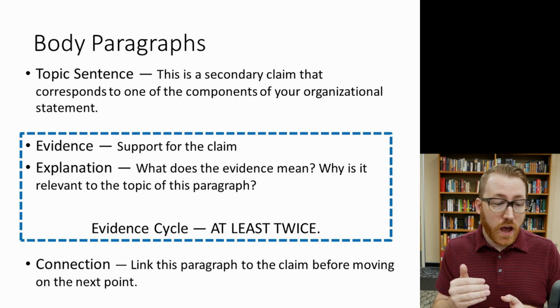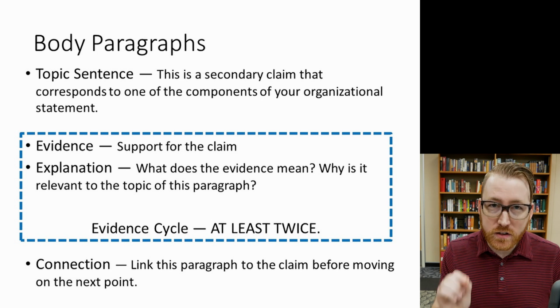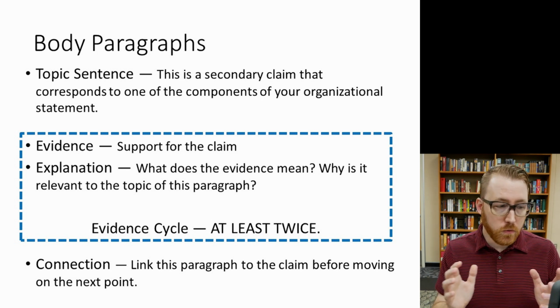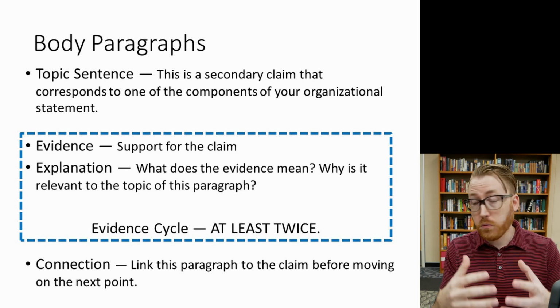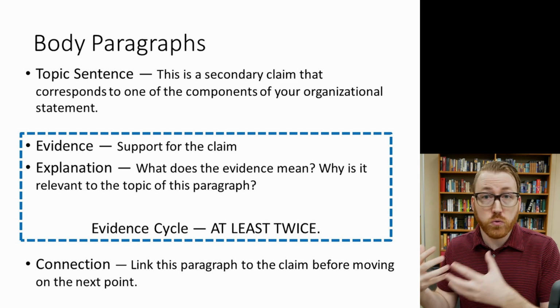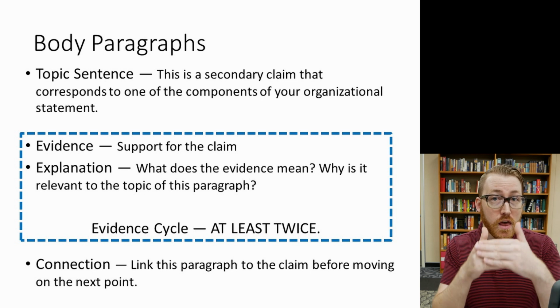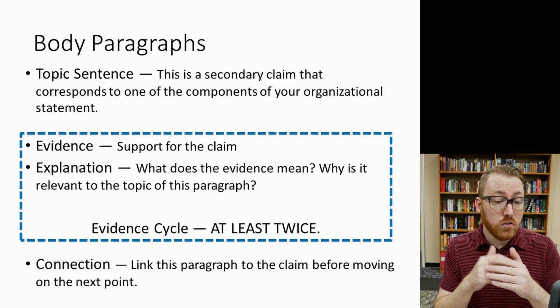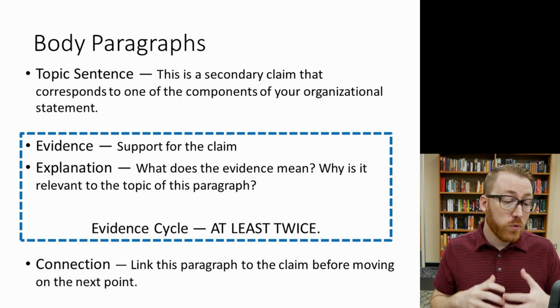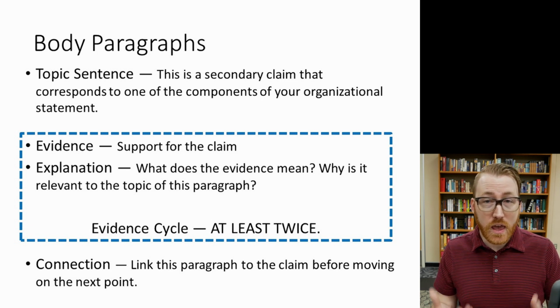Now, what follows after that is what I call the evidence cycle. And it's very, very simple. You have a piece of evidence, so that's supporting evidence from another textual source that you're going to use to support the claim you're making. And then explanation. So what does that evidence mean? How is it relevant to the topic at hand?